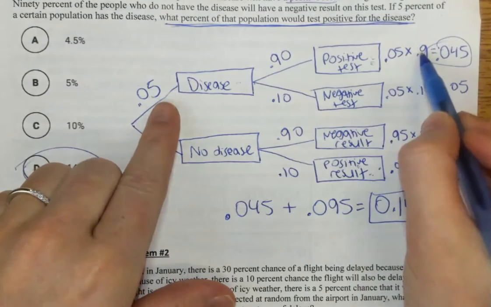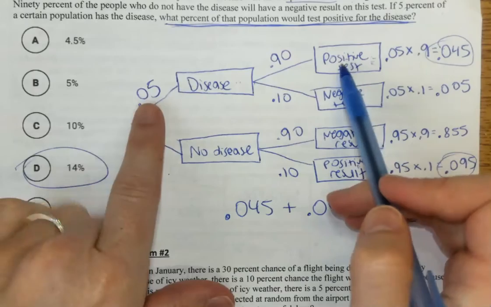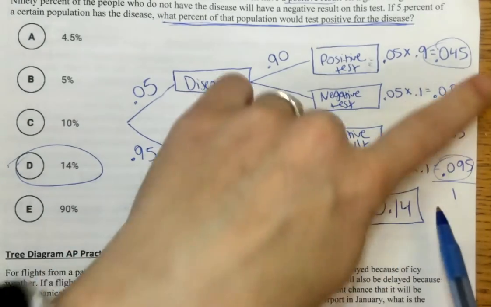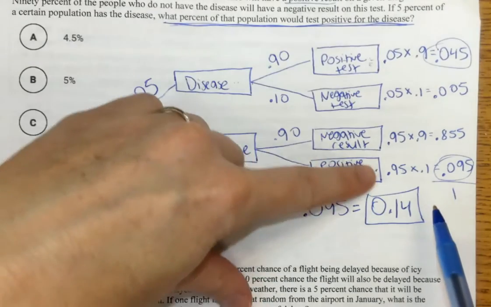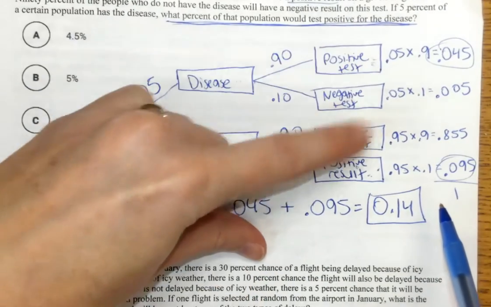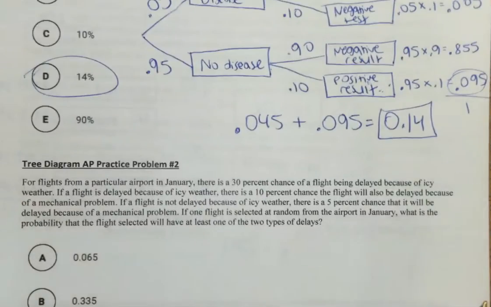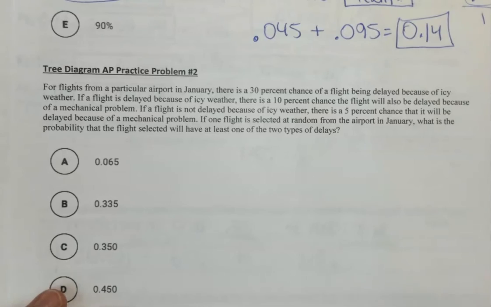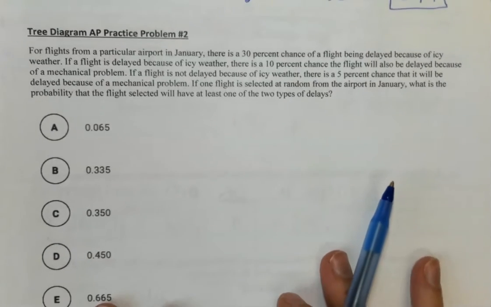So remember, we multiply to get across because it's an and situation, disease and positive test, disease and negative test. And then we add at the end because these are all 4 of my scenarios, so a positive test result would be this or this. All right, go ahead and pause the video and try and do the next one on your own.